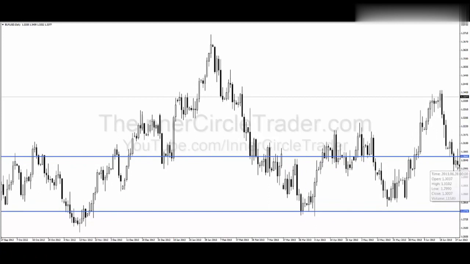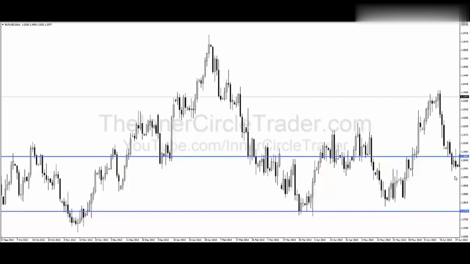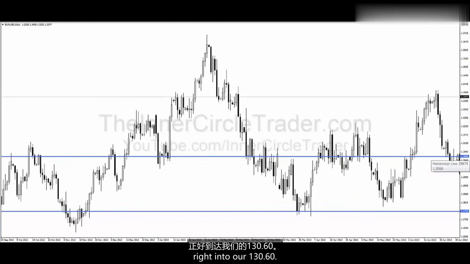So now we have the next candle here. It sweeps up through it and then trades lower and closes almost below the candle. Price trades right back up into a bullish candle here, right into our 130.60. Now the high, again, on this candle comes in at 130.73. So we're 13 pips off.